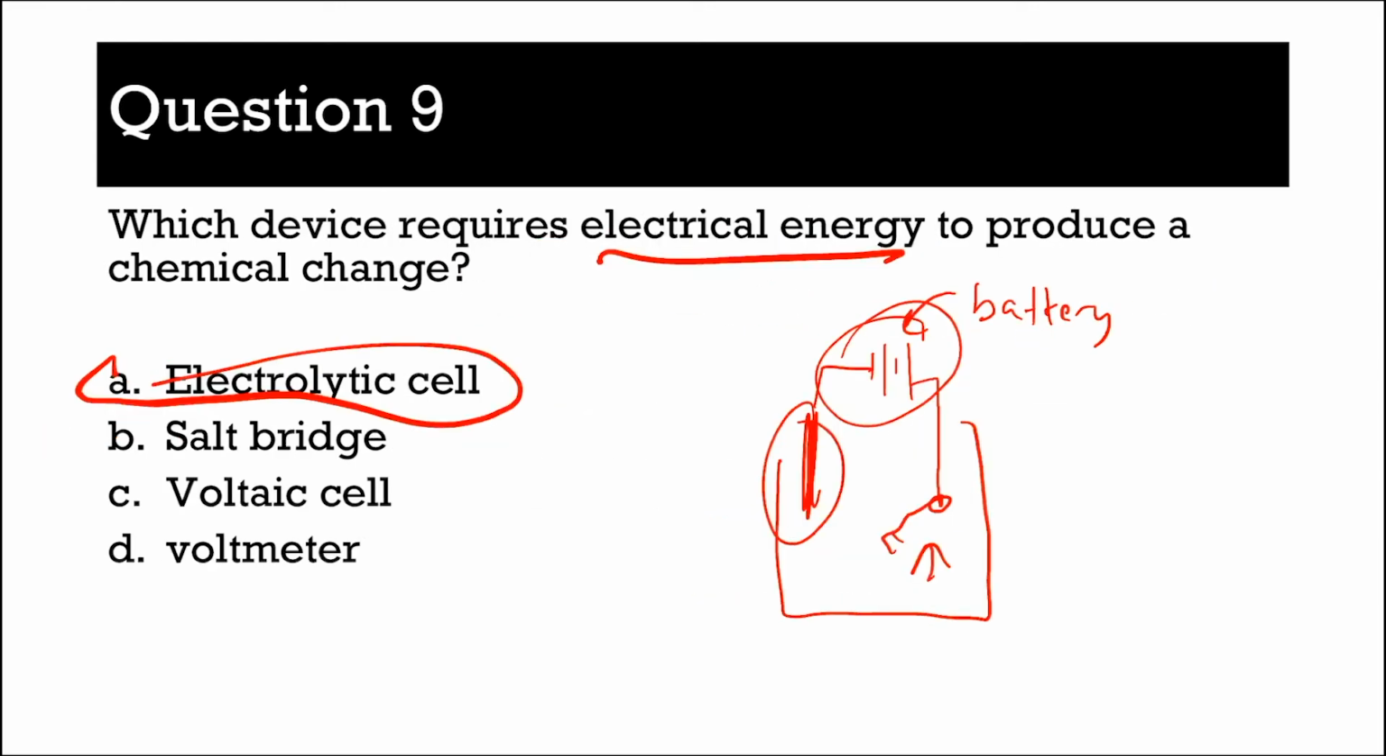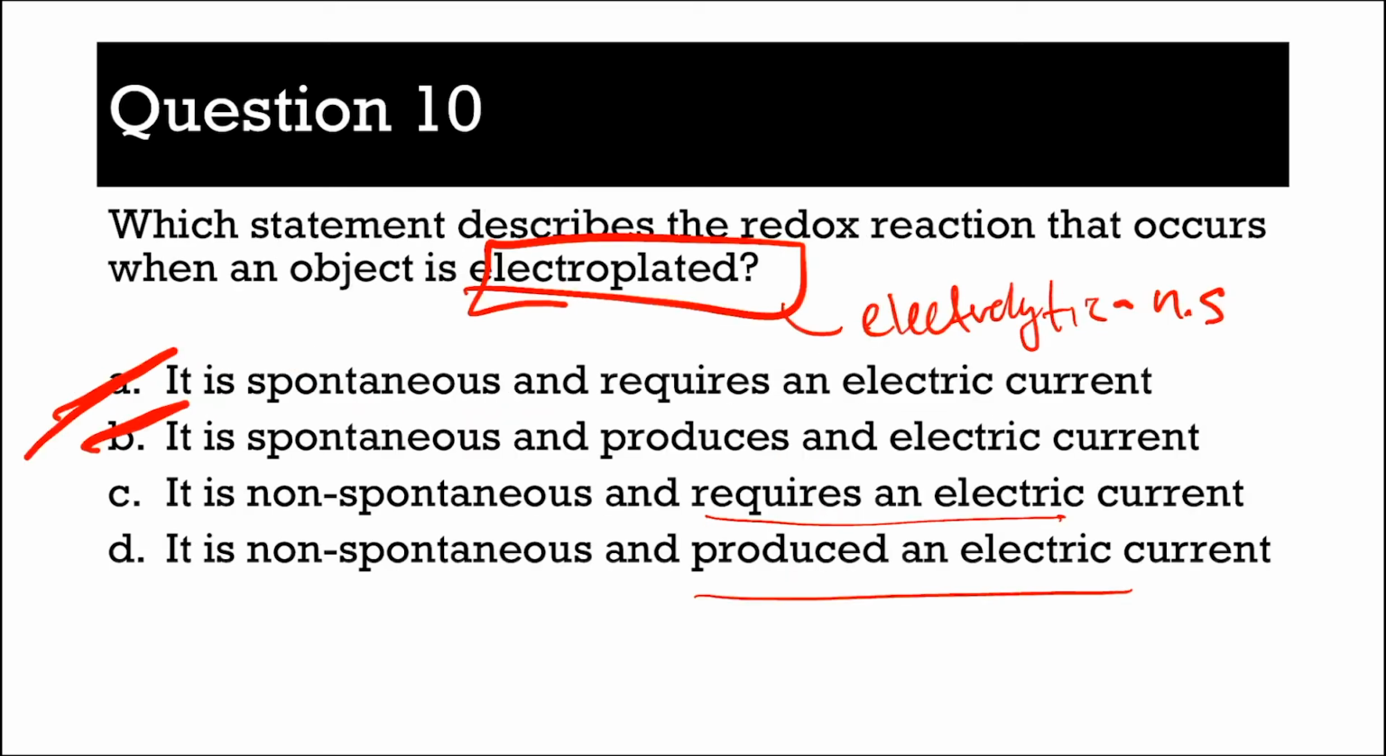Now, going back to this slide, you need for electrolytic cells that outside energy. You need that battery. So it requires an electric current. Spontaneous and producing electric current, that doesn't make sense at all. So that can't be the answer. But if something is spontaneous and produces an electric current, that's a valid statement. But that is talking about voltaic cells.